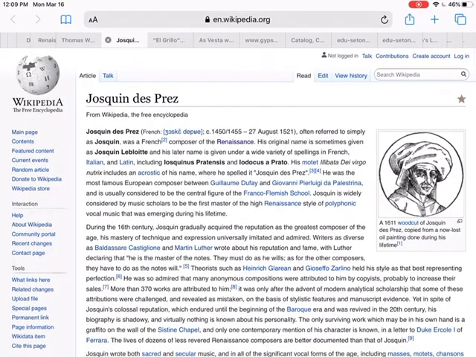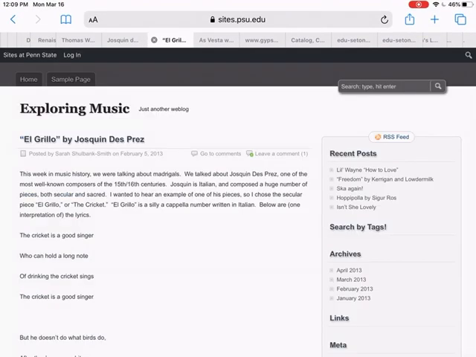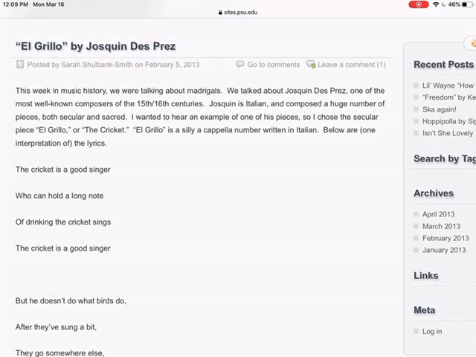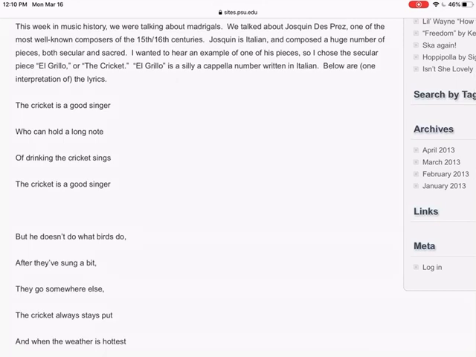So, for example, here it is, El Grillo, which means the cricket. Here's the text. The cricket is a good singer who can hold a long note. So we'll notice that when we're listening to the recording and watching the video, on the word long, the note is actually held longer. Very simple, very obvious way of using word painting. Of drinking, the cricket sings. The cricket is a good singer, but he doesn't do what birds do after they've sung a bit.